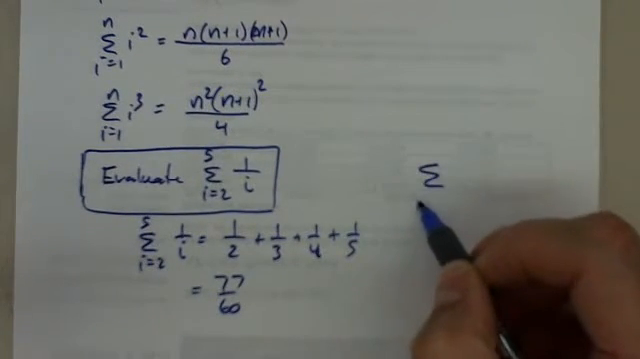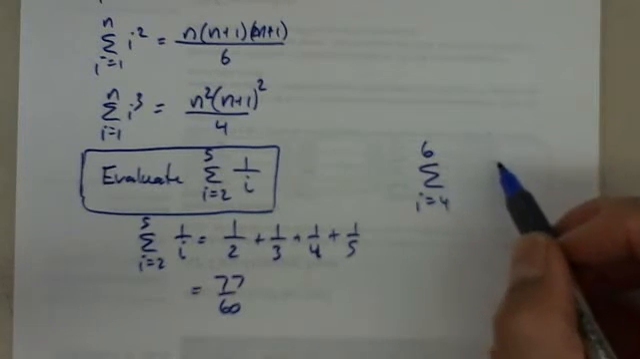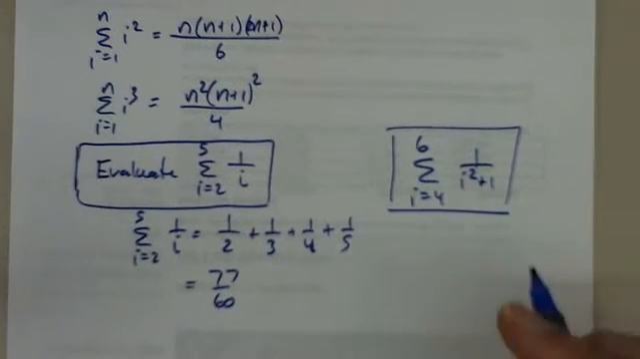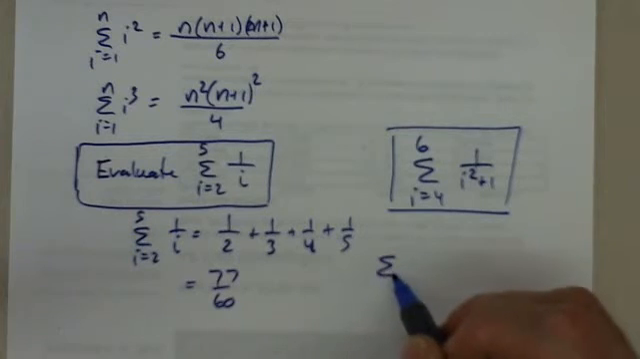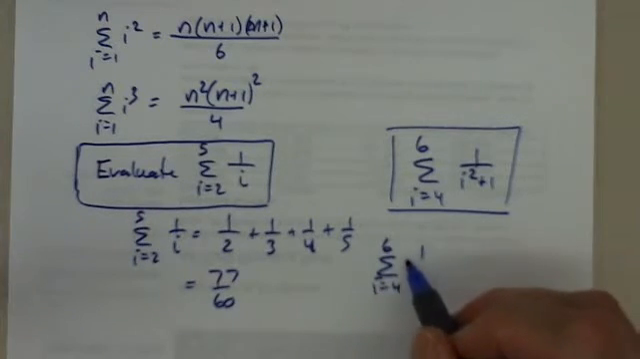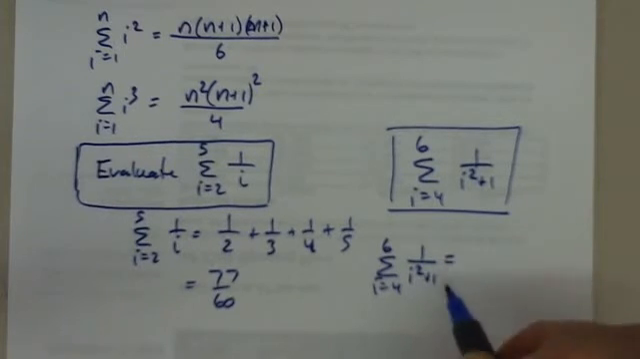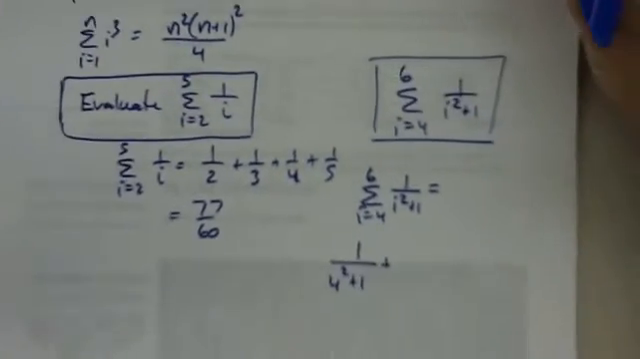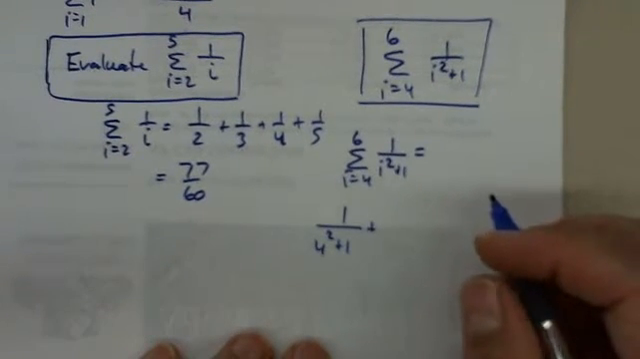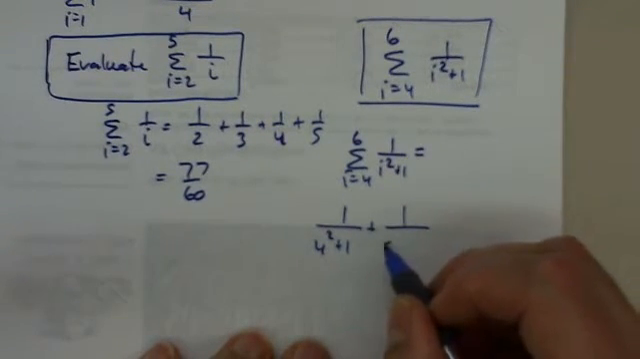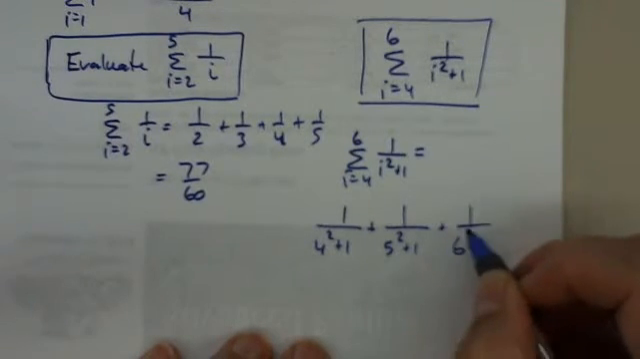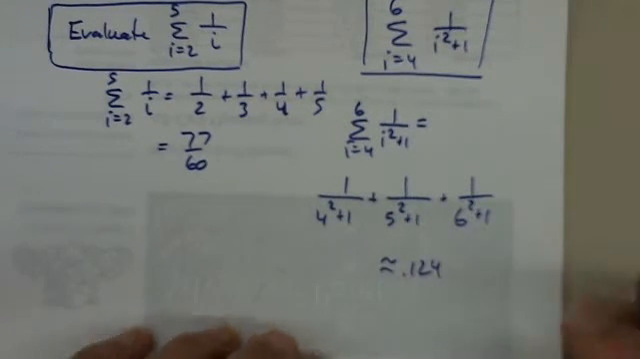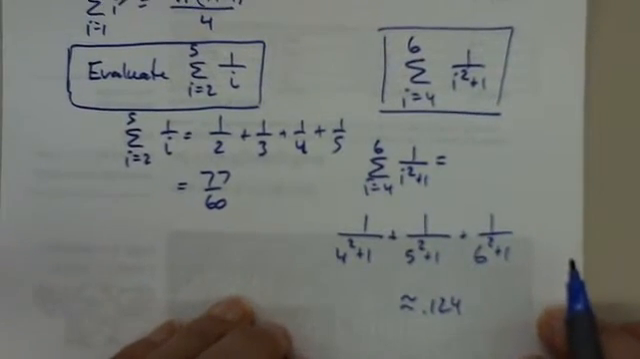And here's another one. You can try that one. And all that simplifies to approximately 0.124. So if you can't use the formula, you can always do it that way.